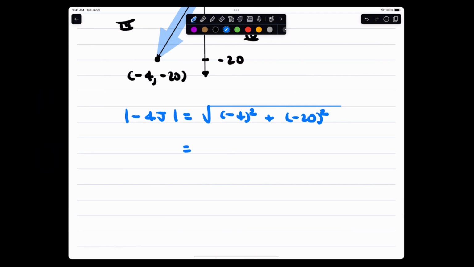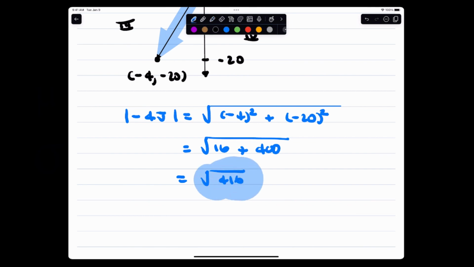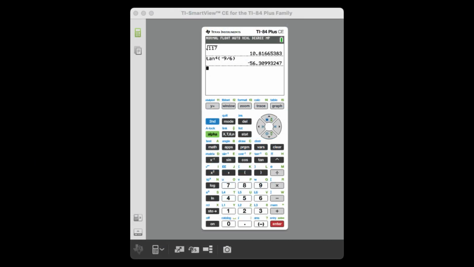So I can do some arithmetic. This is going to be 16 plus 400, which becomes the square root of 416. Now that's the length. I'm sure we can simplify this, but we're going to get the numerical answer. Meaning, let's find out what this is in our calculator. Square root of 416 gives you 20 point 4.